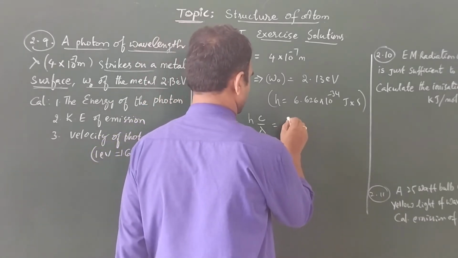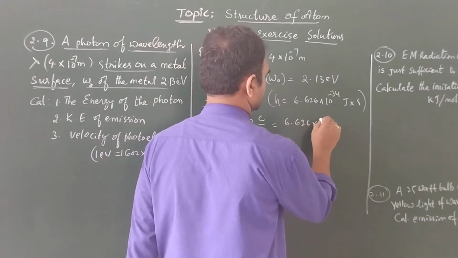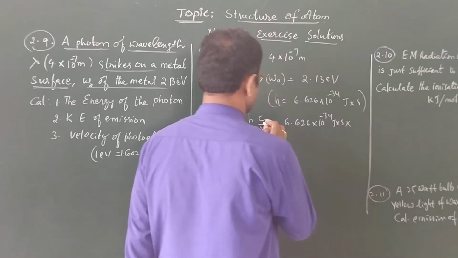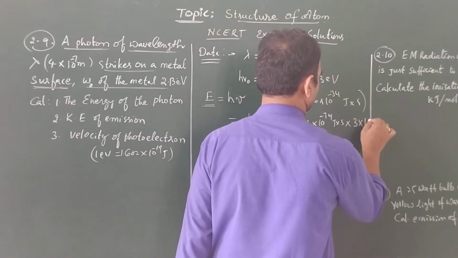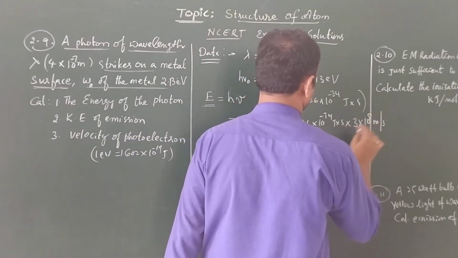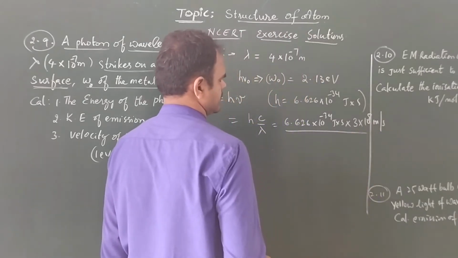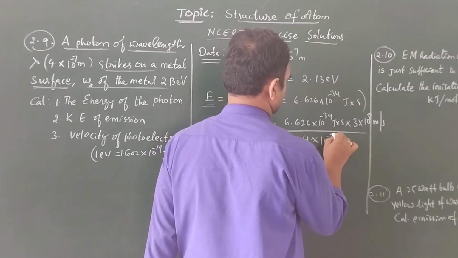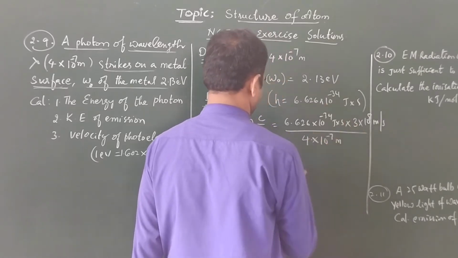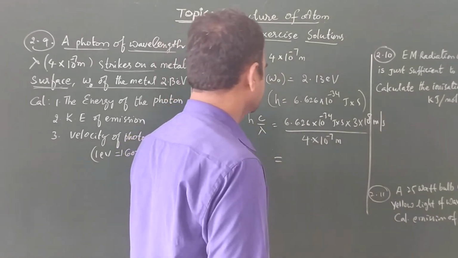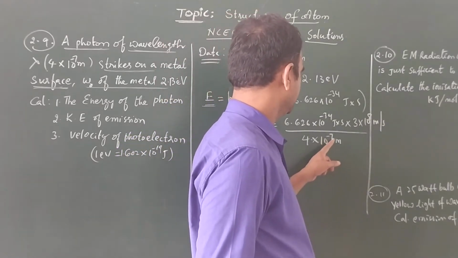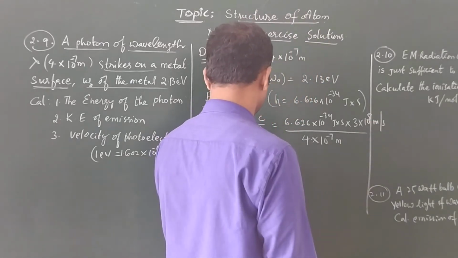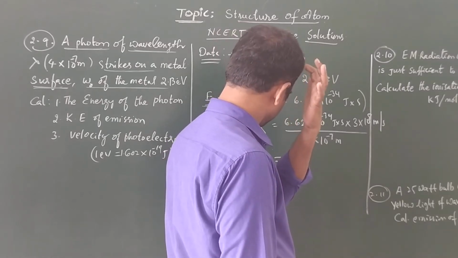So h is 6.626 × 10^-34 joule-seconds, times the speed of light, 3 × 10^8 meters per second, upon 4 × 10^-7 meters. Simplify it. The 10^-7 in the denominator becomes a positive exponent, and if you simplify this, you get the energy value in joules.